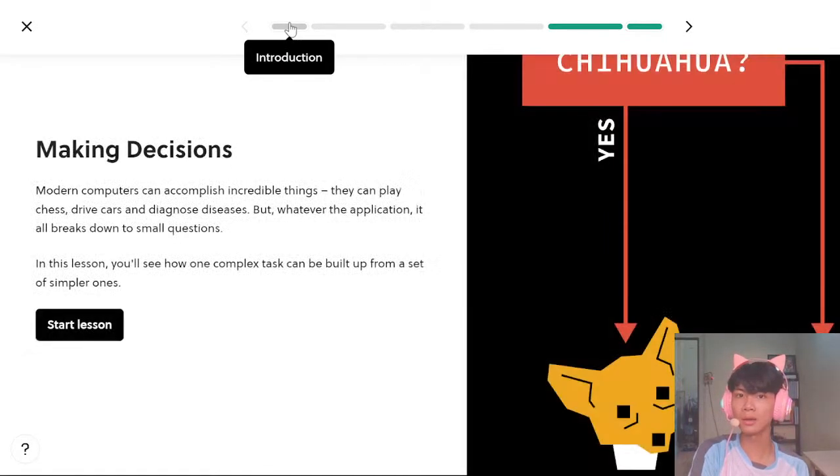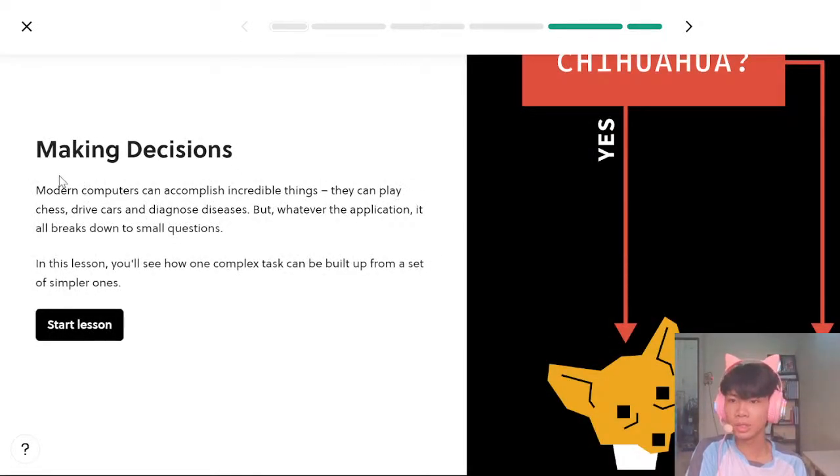Oh my god, making a decision now. Modern computers can accomplish incredible things. They can play chess, write cards, and diagnose disease, but whatever the application, it breaks down to a small question.